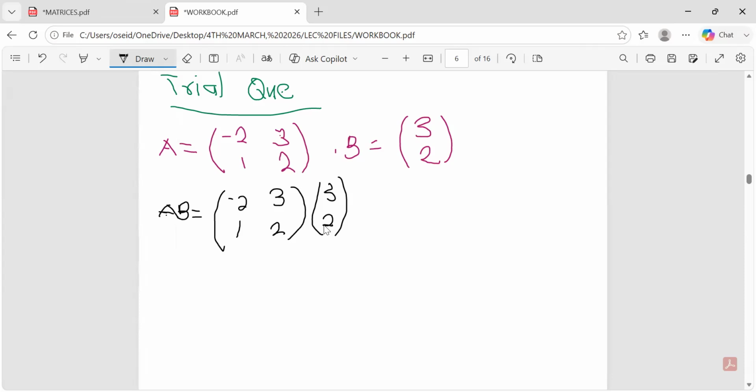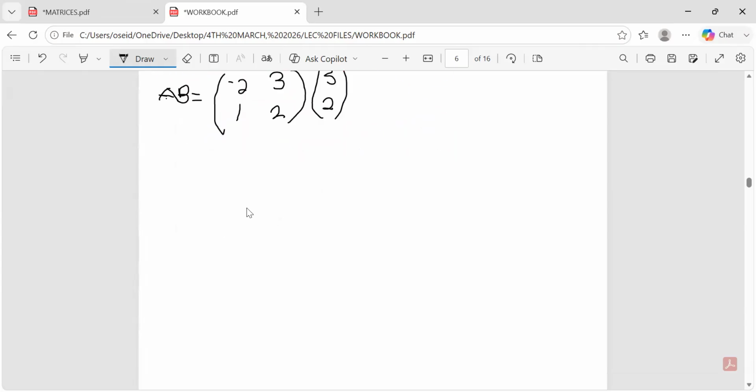So someone may ask, why is it that this time around matrix B is only a 2 by 1 matrix? Yes, it's a 2 by 1 matrix, and we can multiply. And our answer should give us what? A 2 by 1 matrix as well.